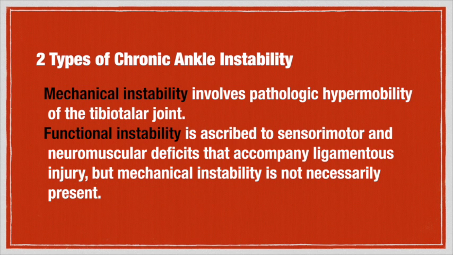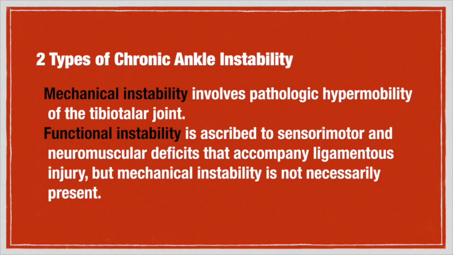When chronic ankle instability is present, it can also be divided into functional and mechanical instability. Mechanical instability involves pathologic hypermobility of the tibiotalar joint. This is typically delineated by a talar tilt discrepancy greater than 10 degrees or an anterior difference of 10 millimeters compared to the contralateral ankle. The functional instability is ascribed to sensorimotor and neuromuscular deficits that accompany ligamentous injury, but mechanical instability is not necessarily present.